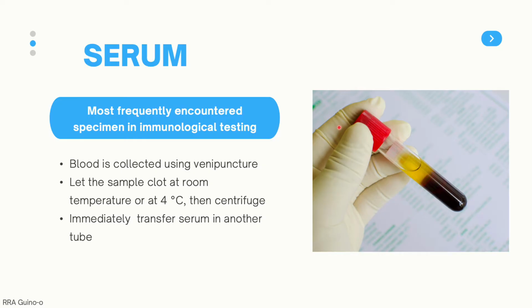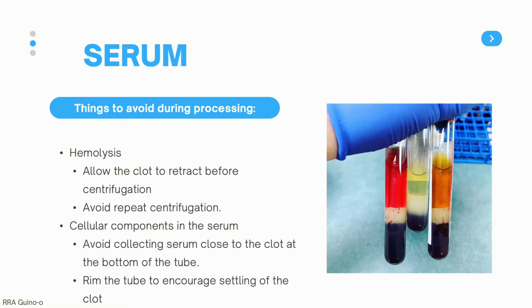Serum should be clear and free of any debris. Once you have obtained your serum after centrifugation, immediately transfer the serum into another tube. You can repeat the centrifugation step for 1 minute to pellet down any cells that may have been transferred into the new tube. Here are some things to avoid during processing.